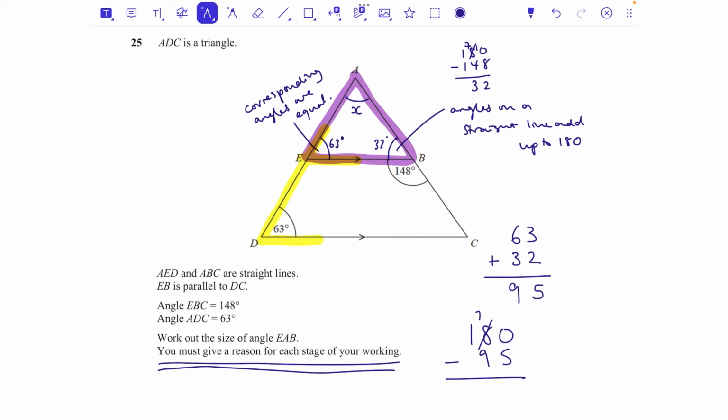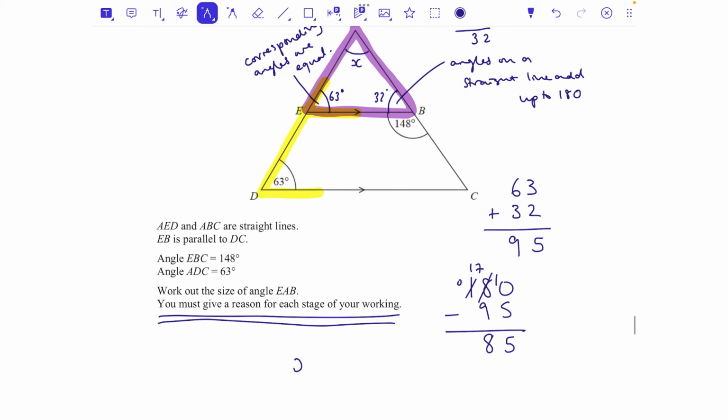Again, more on the floor, borrow from next door. 10 take 5 is 5. 7 take 9, I'm just going to borrow that one. 17 take 9 is 8. So there we go. X equals 85.